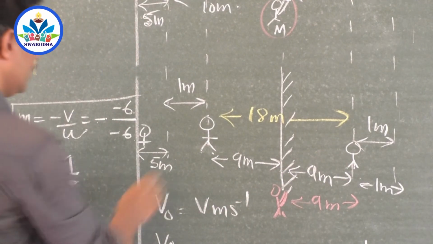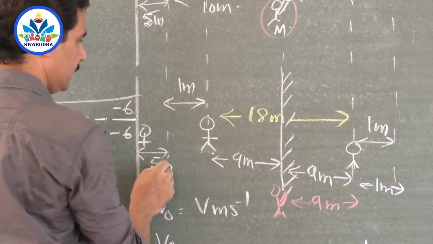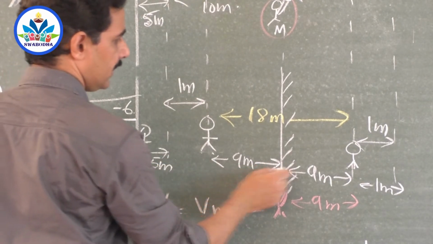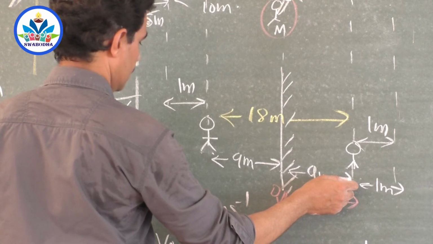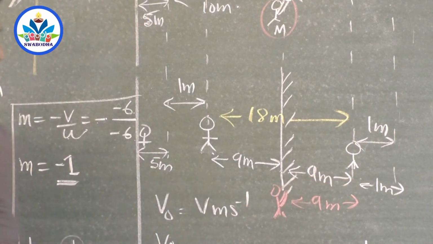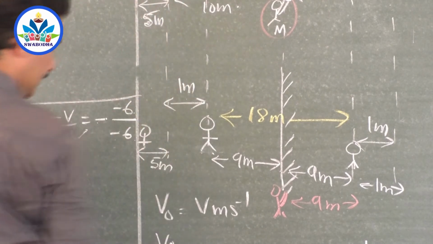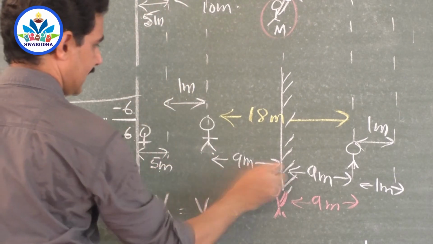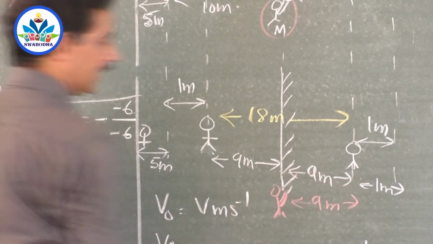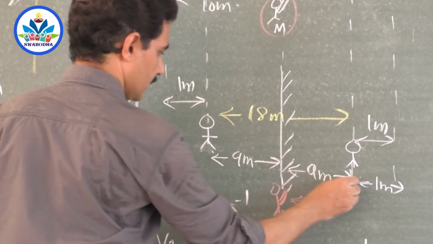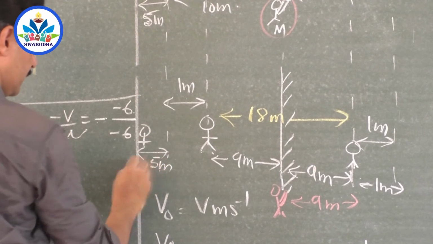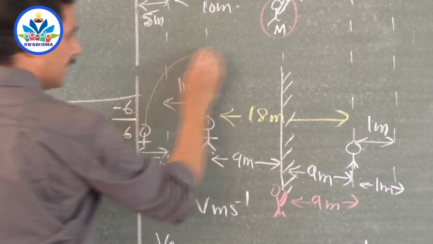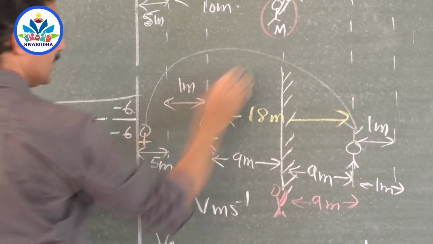Correct? 5 plus 10, 15, 15 plus 9, 24, sorry, where did we go wrong? Yeah, this is 25, yes. 5 plus this 10, 15, 15 plus 9, 24. This is the image position. So the new position with respect to the third person is 24 meters. So the distance of the image with respect to the third person is 24 meters.